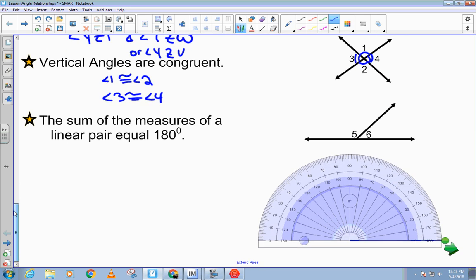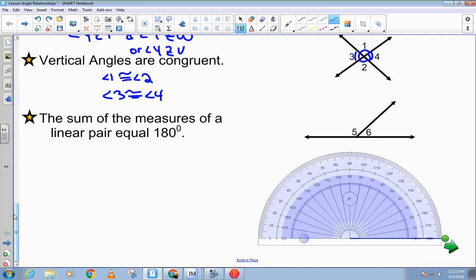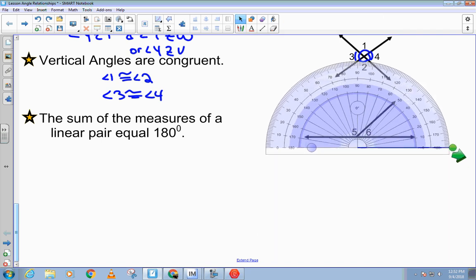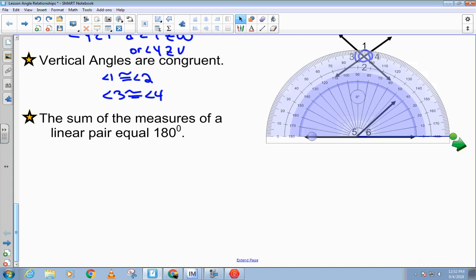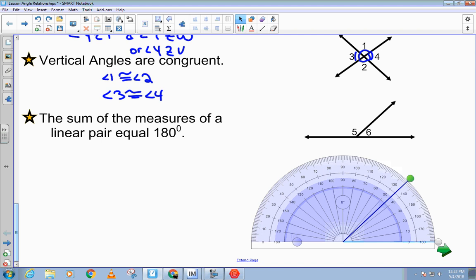Okay. The sum of the measures of a linear pair is equal to 180 degrees. So anytime I have a linear pair, they're always equal to 180. If I take this right here and move this up right here, do you see that this angle right here is like 45 degrees? This one right here is like 135, right? Together, they equal 180. This straight line measures 180 degrees, okay? So that's what happens. Anytime you have a linear pair, they're going to add together to get to 180.